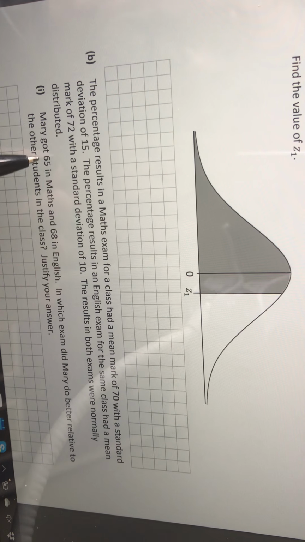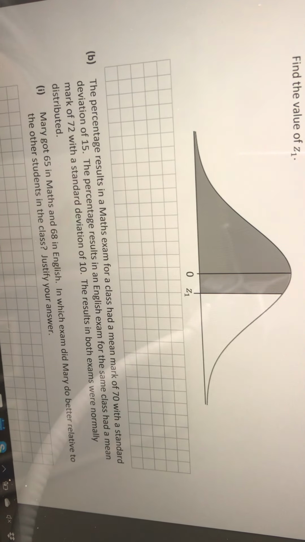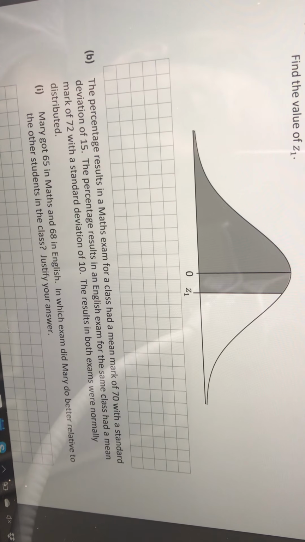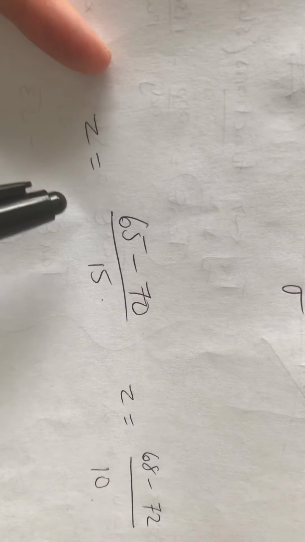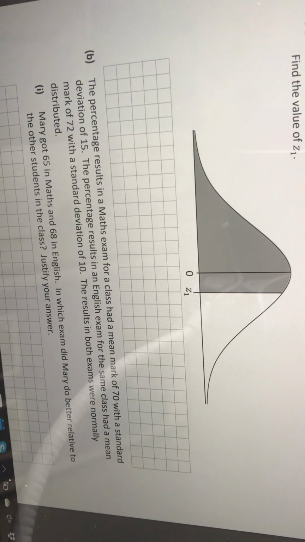So if we're doing the maths, it's 65 minus the mean mark in maths, which was 70, with a standard deviation of 15. Throw that into your calculator, get your Z score for maths. And then for English, it's 68 as her result minus 72, all over a standard deviation of 10. That's her maths one, that's her English one, and throw it into the calculator.